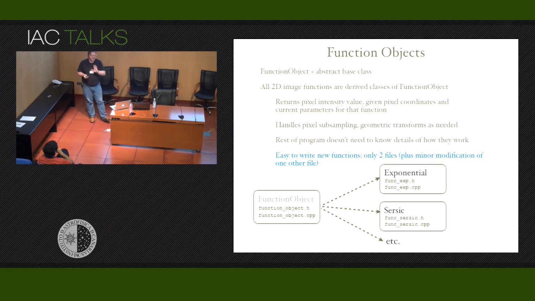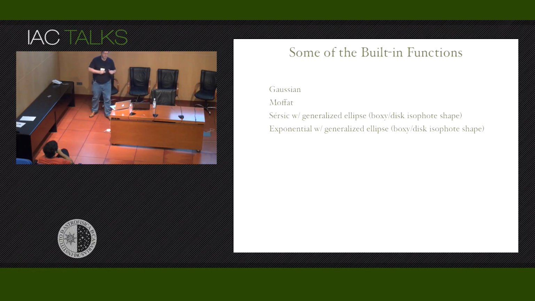So the program doesn't need to know anything about how the object itself does its calculations. All it needs to know is the object can accept an initial set of parameters, the x and y coordinates, and the object will return some flux value. And those are added up for each pixel. So this makes it easy to write new image functions. You basically need to write two new files, add a couple of lines to a third file, recompile the program, and you're good to go.